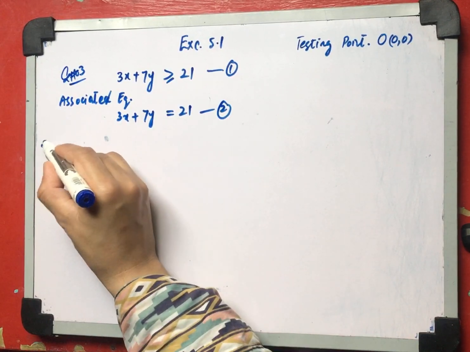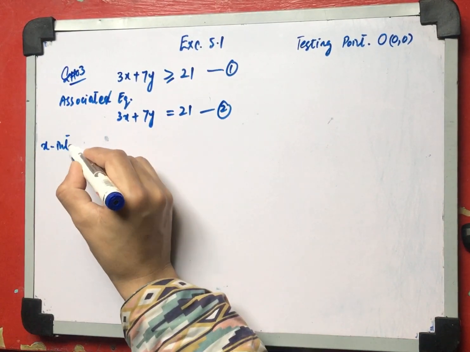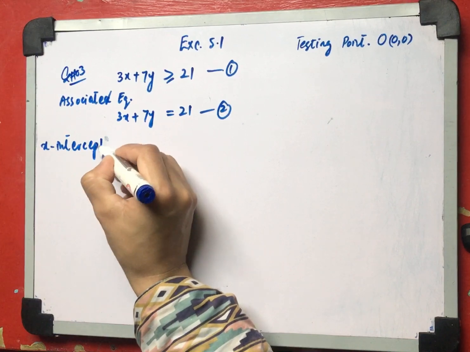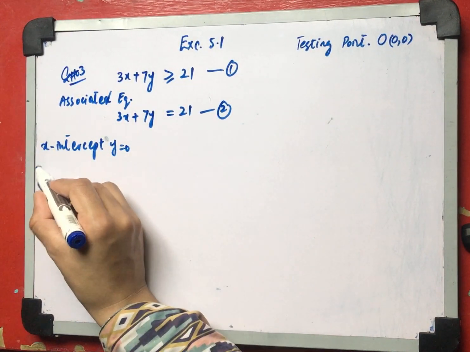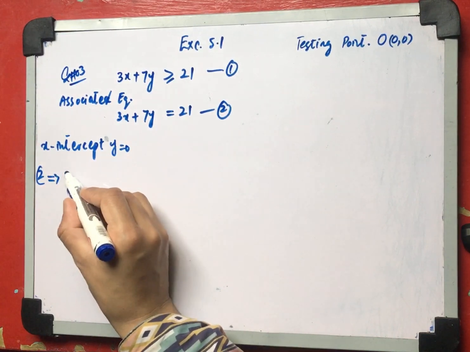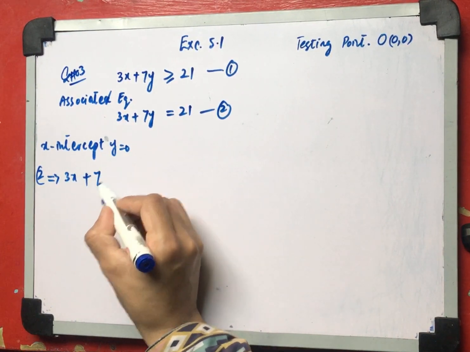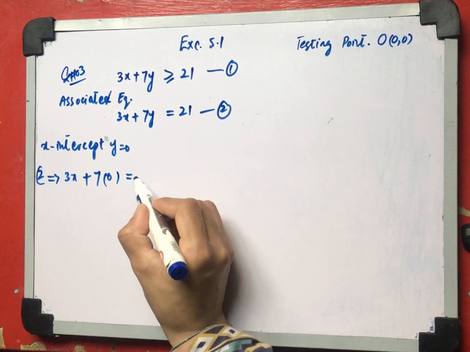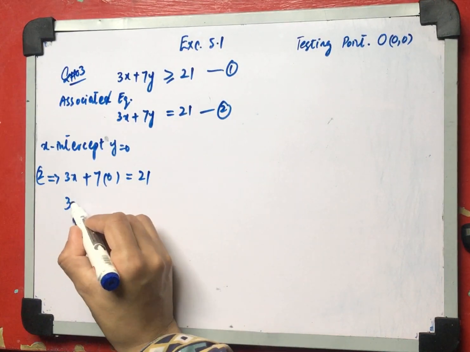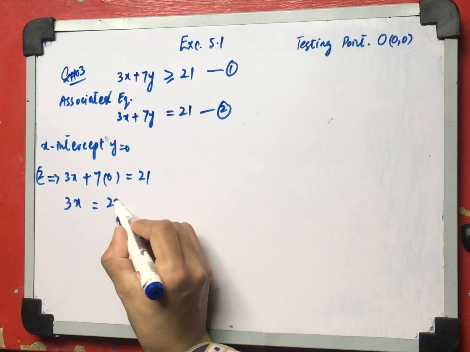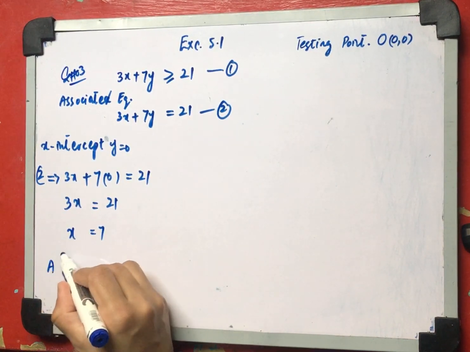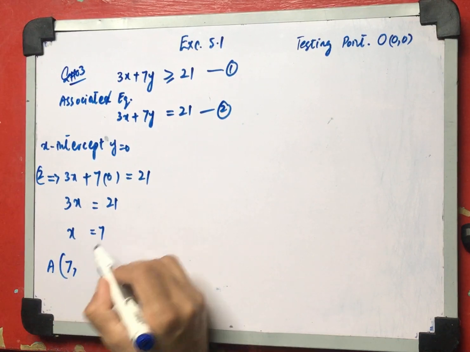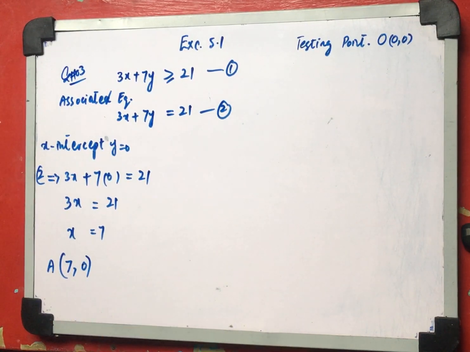Now for the x-intercept, we have y = 0 in equation number 2. So 3x + 7(0) = 21, which implies that 3x = 21 and x = 7. So point A would be x = 7 and y = 0.